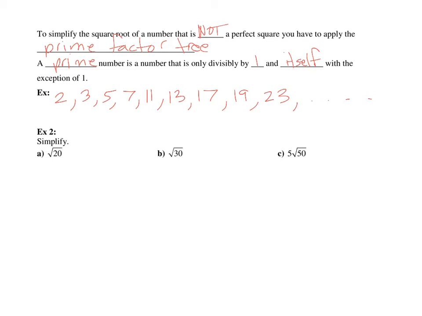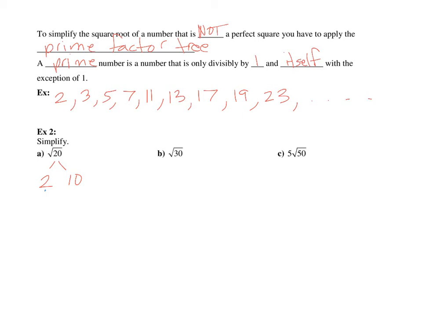So example 2, simplify the square root of 20. Now, there is no number times itself that's 20. So what do you do then? Well, what's the smallest prime that goes into 20? The smallest prime that goes into 20 is 2. Now, 2 times what is 20? It'd be 10. Now we have a prime here, so we don't touch that prime.